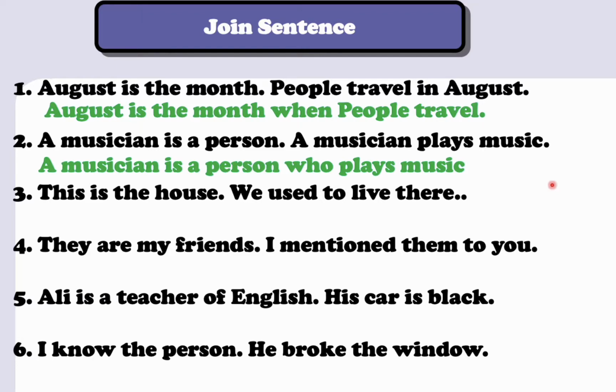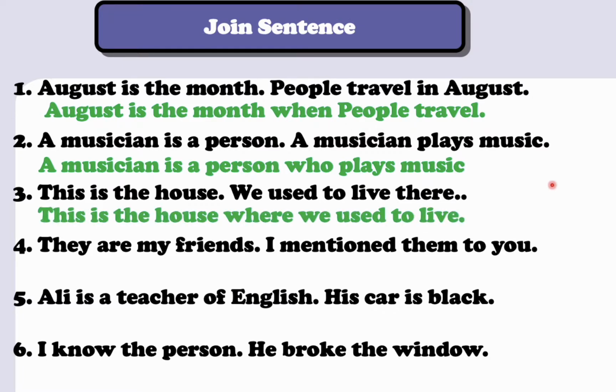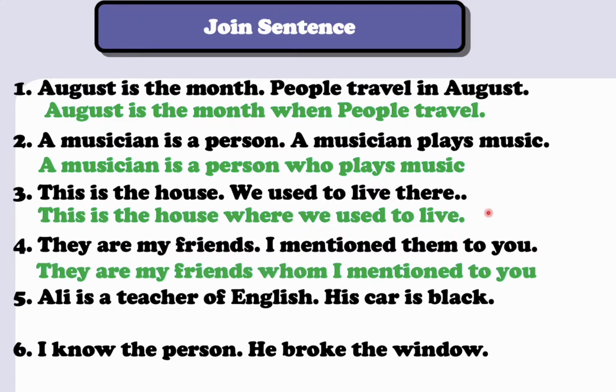Number three, this is the house where we used to live. We're talking about place. Very good. Number four, they are my friends. I mentioned them to you. So what is repeated here? My friends and them. And what is them? It is an object. And we need to replace the object with whom. Why? Because my friends are people. So they are my friends whom I mentioned to you.